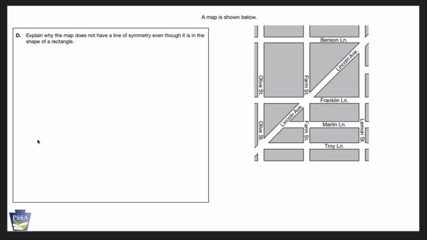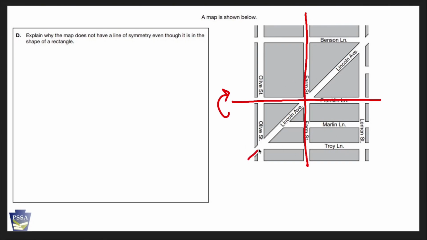All right, last one. Explain why the map does not have a line of symmetry even though it is in the shape of a rectangle. Okay, a line of symmetry means that the left side and the right side look exactly the same. If I were to cut you up and down and fold you over like a piece of paper, these are not going to be the same picture. Same way, if I were to cut you right here in half and try to fold you up, they're not the same picture down here as it is up here. You're looking for mirror images, and that doesn't happen.